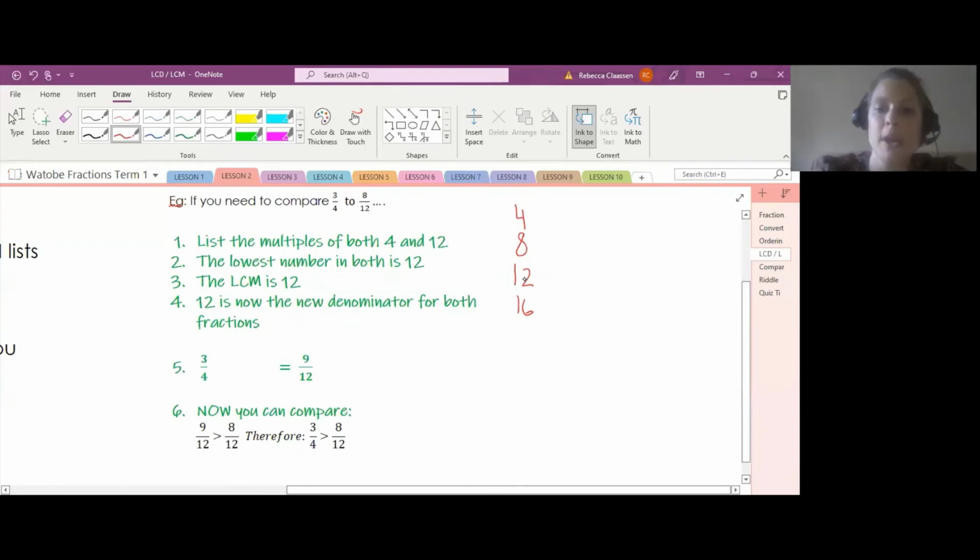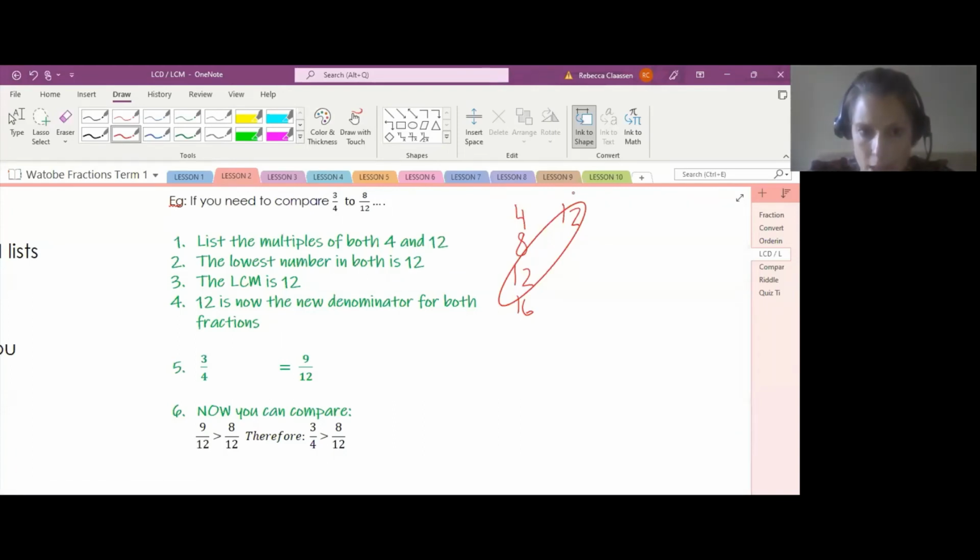And the multiples of 12 are 12. Is that in the other list as well? Yes, it is. So that becomes our lowest multiple because it's in both lists, and that's going to become our denominator. Okay, so now we have... I don't know what's happened there with number 3.